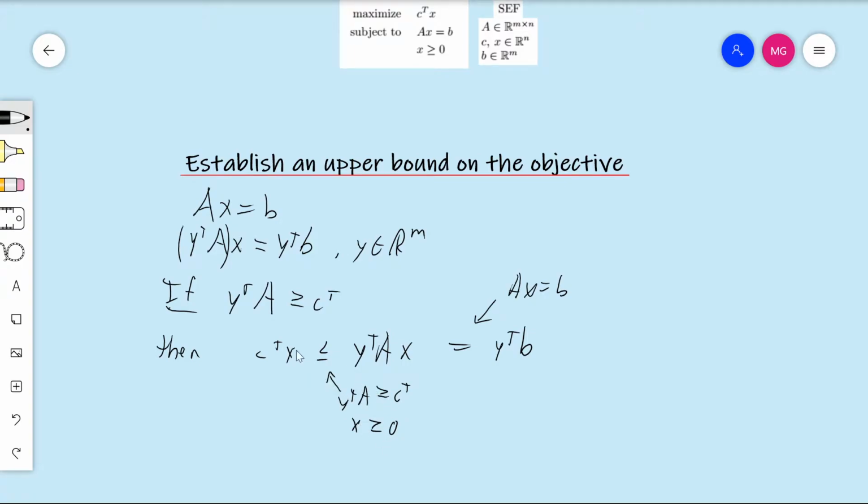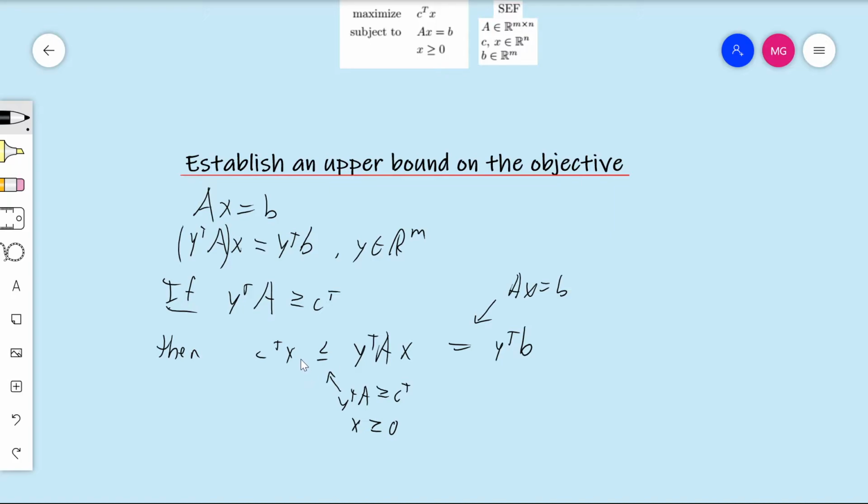So because x is greater than or equal to 0 and y transpose A is greater than or equal to C transpose, then we get this upper bound. So what this means is that if you can find for me a vector y such that y transpose A is greater than or equal to C transpose, then take that vector y and multiply it by b. And that value is guaranteed to be an upper bound on C transpose x, independent of what x is, provided that x satisfies the constraints Ax equals b and x is greater than or equal to 0.